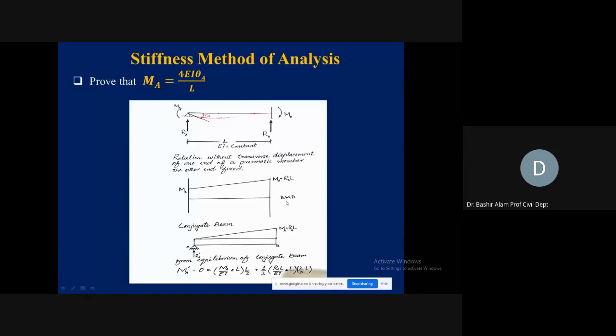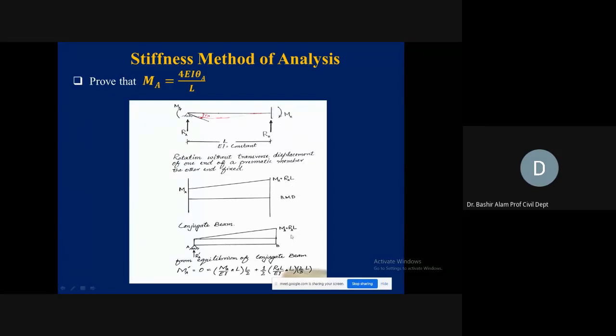What we do now in the conjugate beam, the fixed support is going to be changed by a free end, and the hinge is going to be replaced by the hinge. So this is actually the conjugate beam, and we load it with the bending moment diagram. Here at the left, we have MA, and at the right, we have MA plus RA times L. So this is the conjugate beam corresponding to this actual structure acted upon by the M over EI diagram.